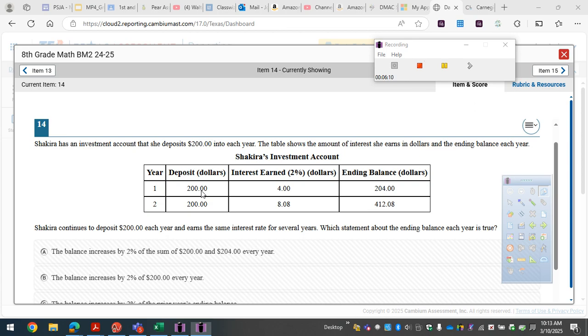So she already has what, this, which is 204, and she's adding that, so now she's at 404. Then they add interest, so she's at 404 plus 8. So it's increasing every year by 204%.